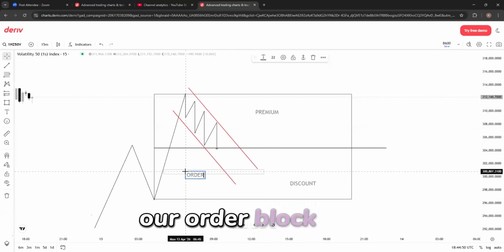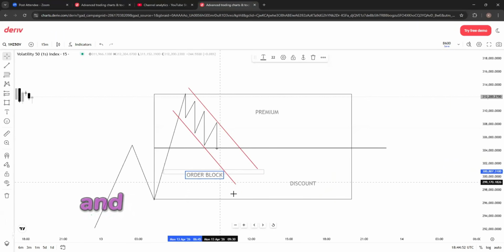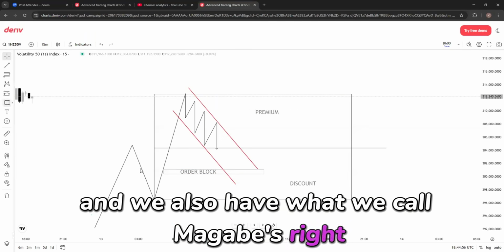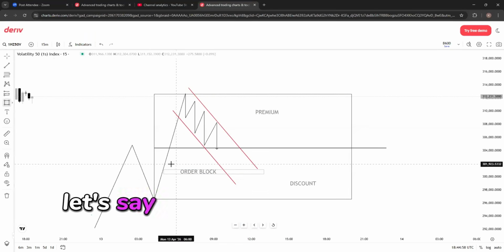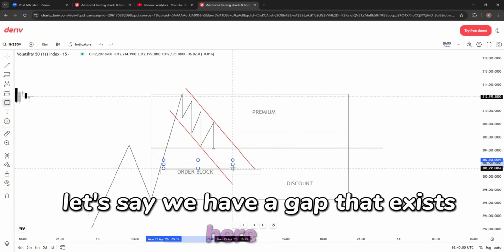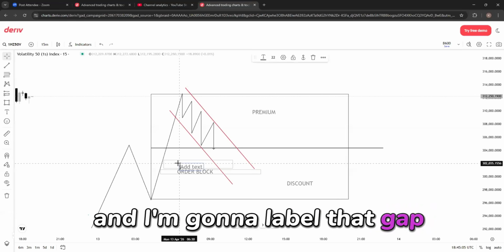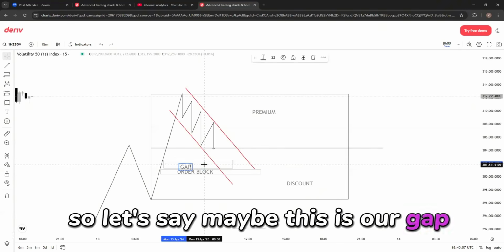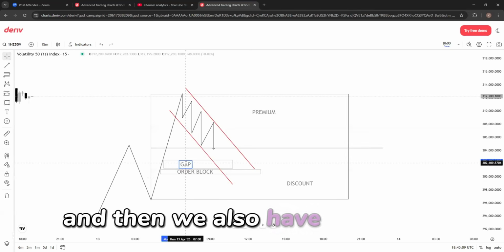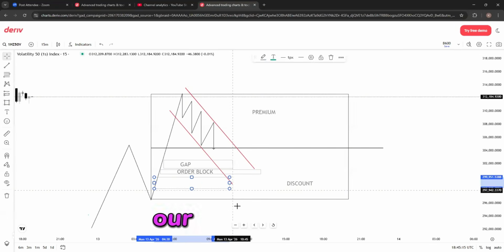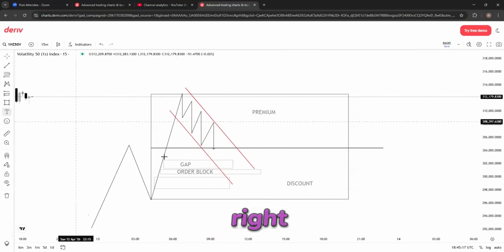Our order block, right? And we also have what we call gaps, right? Let's say we have a gap that exists here, and I'm going to label that gap. So let's say maybe this is our gap. And then we also have factors like our demand zones, right?